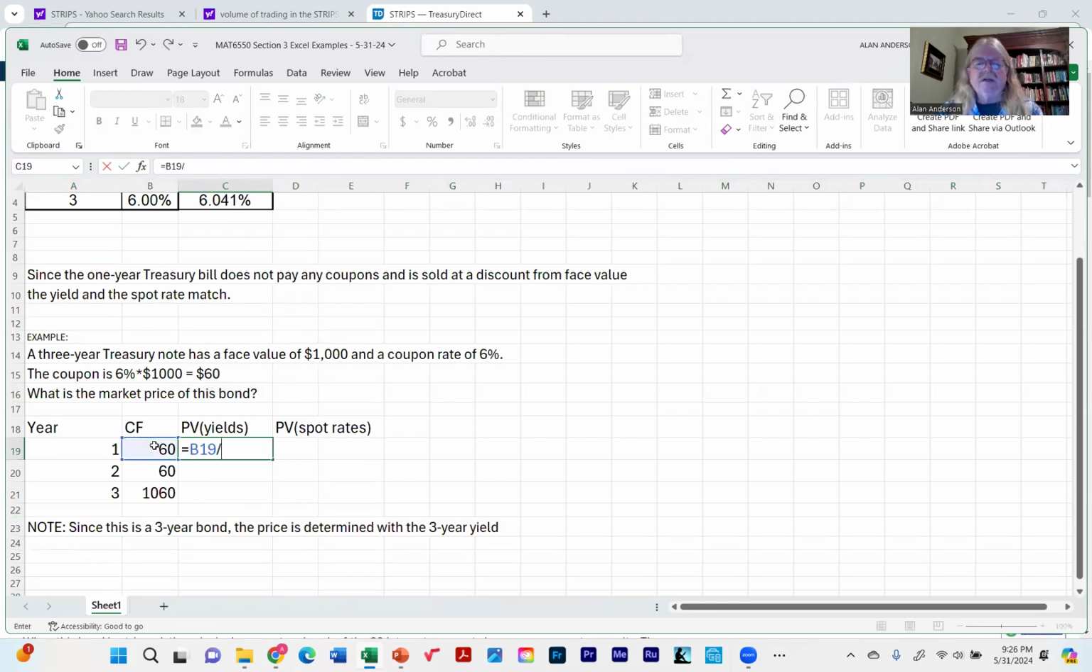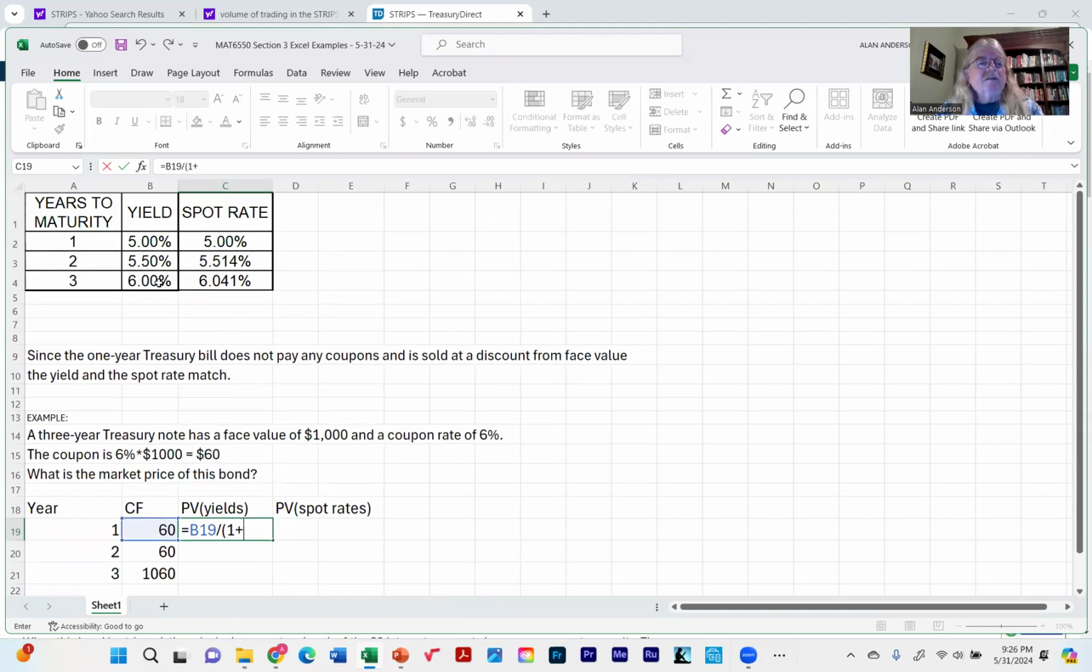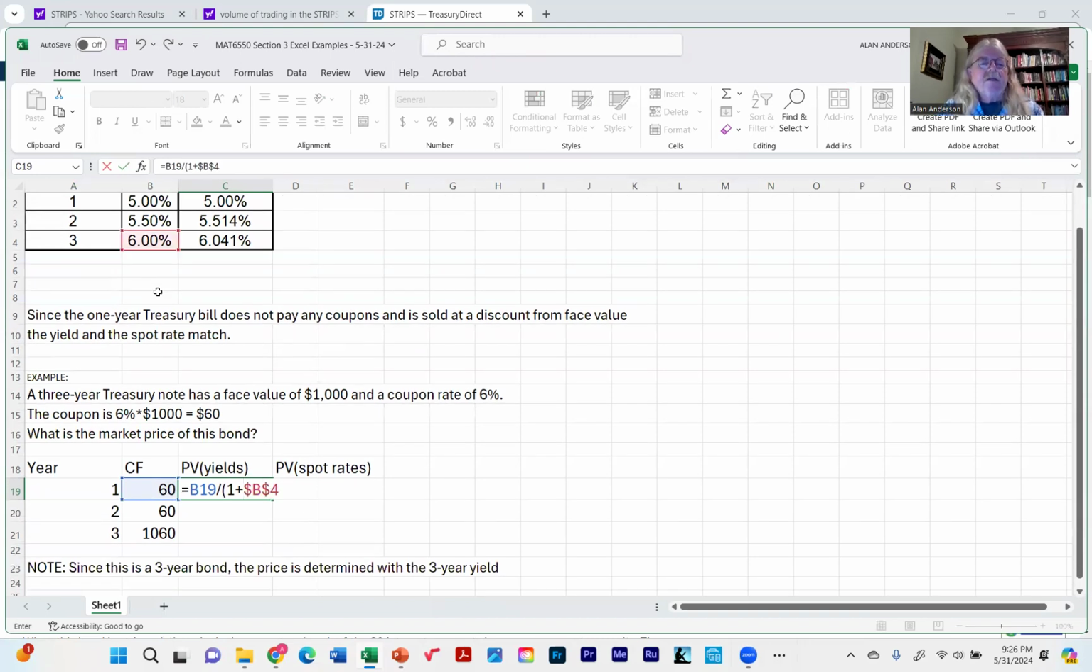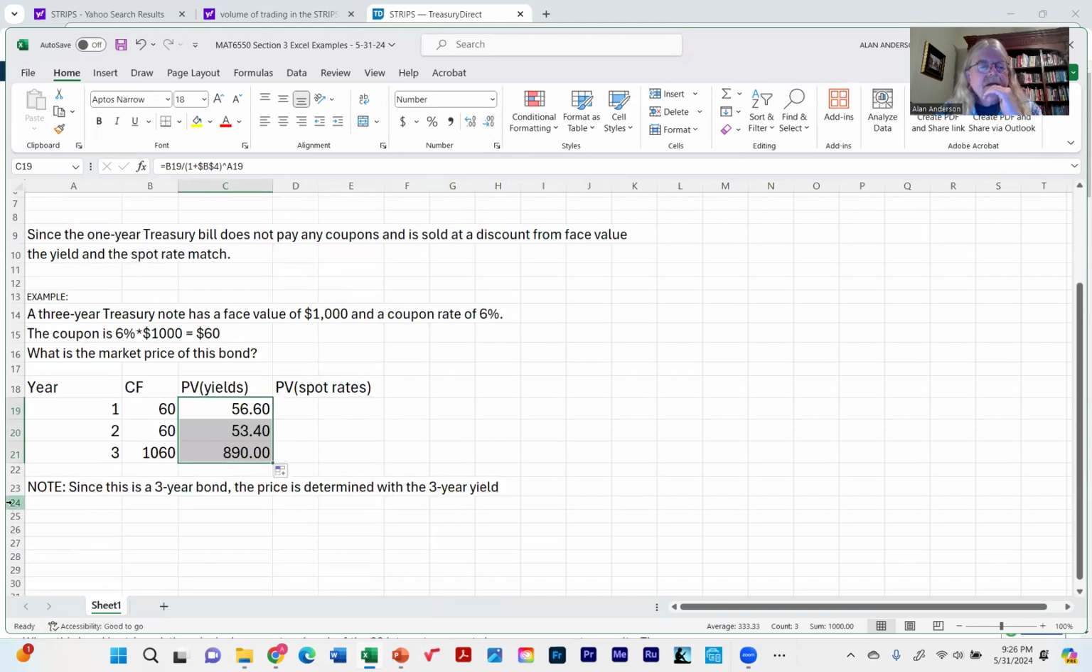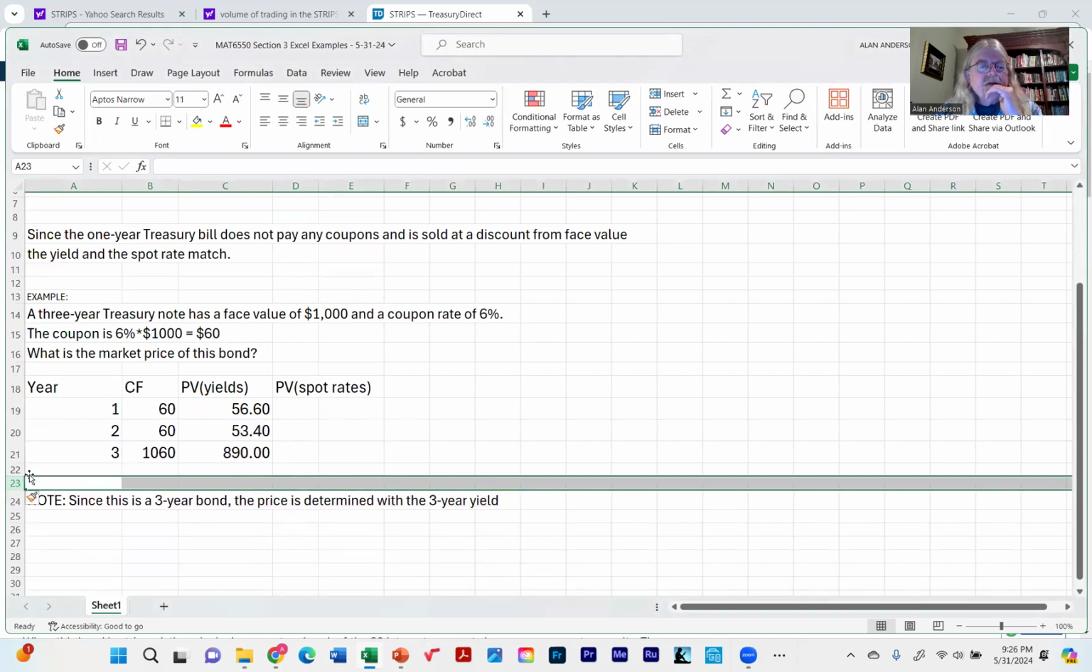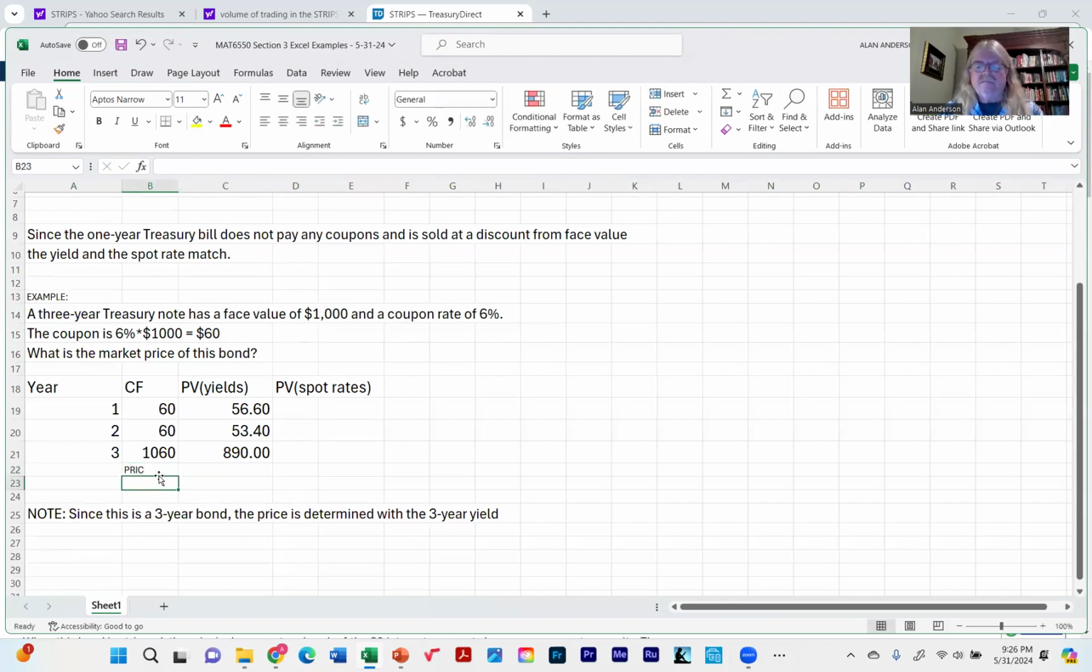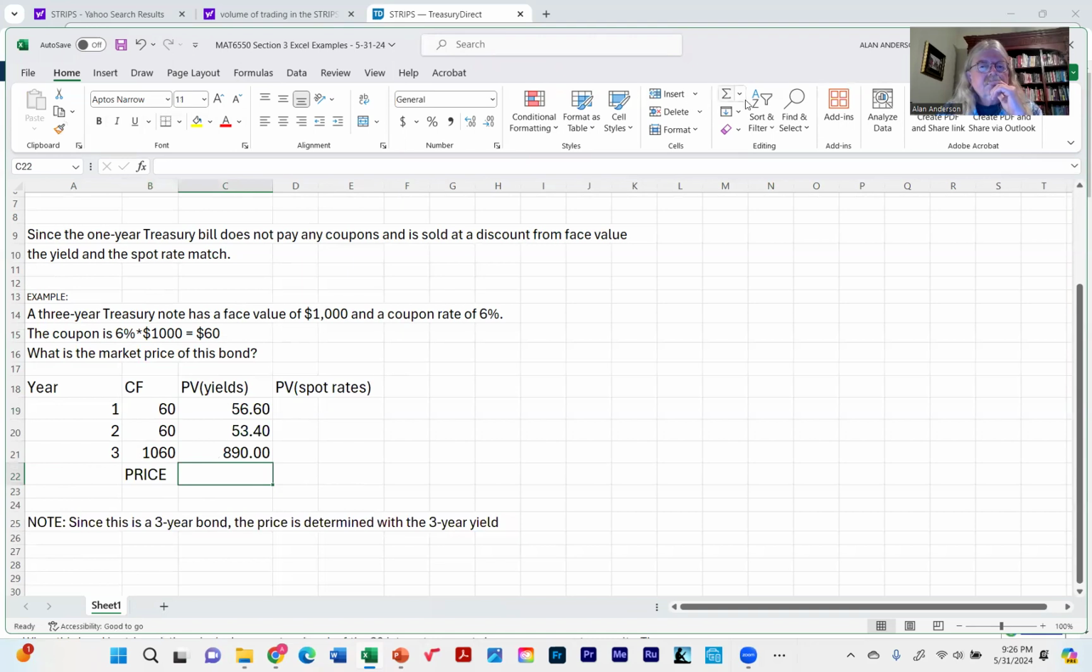So you're going to have the cash flow divided by 1 plus the 3-year yield, which is 6%. That's cell B4. And the exponent is the year in which I receive the cash flow. I don't need all those digits. So I'm going to add those up, and that's going to be my price. $1,000.